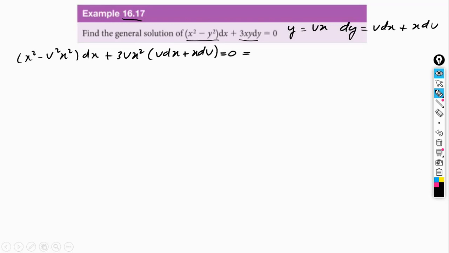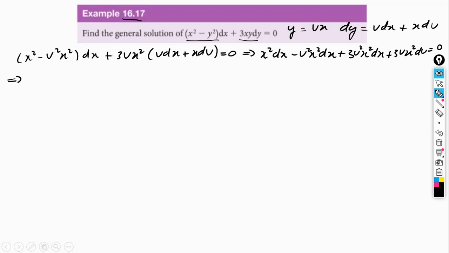So now we're going to expand this, and we're going to get the expression x squared dx minus v squared x squared dx plus 3v squared x squared dx plus 3 v x cubed dv, and this equals 0.